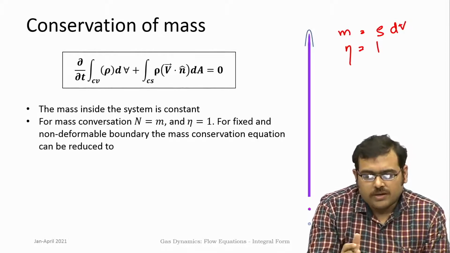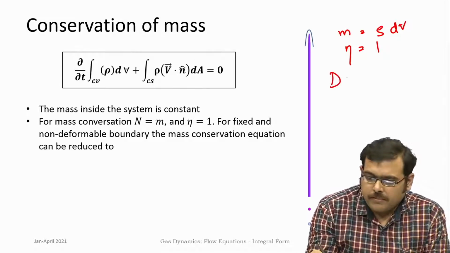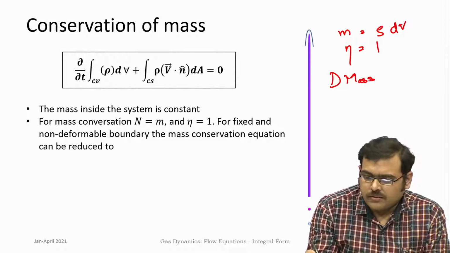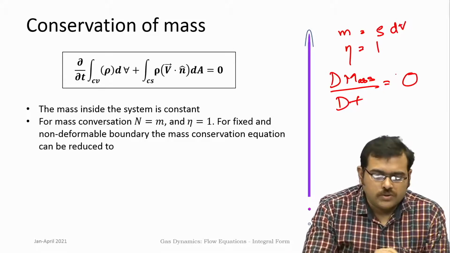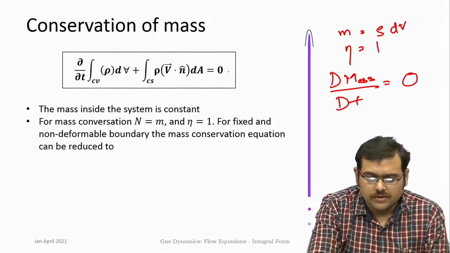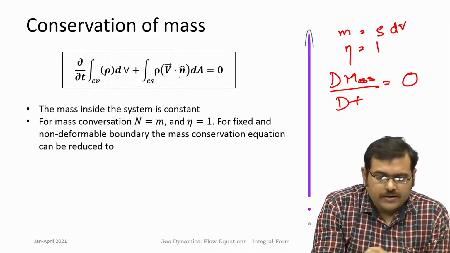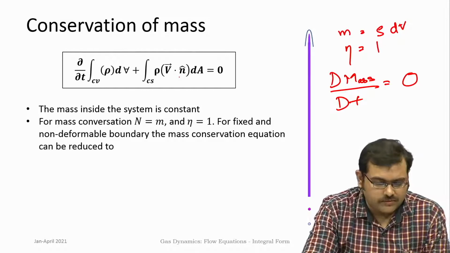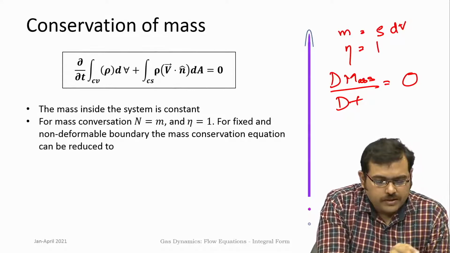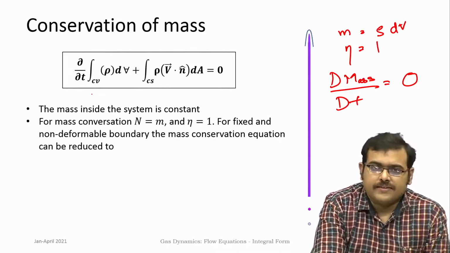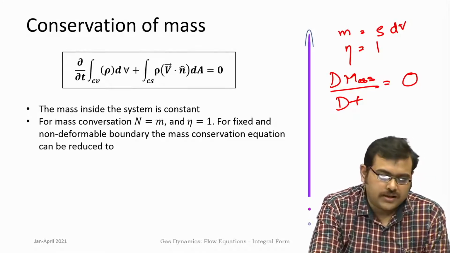Because of this, on the right hand side there is no dm, that is, dm by dt for the system is 0. So on the right hand side you have 0, and the integral of rho V·n is the flux of mass into and out of the system. We are considering in this case a fixed control volume, where the boundaries do not change in time.